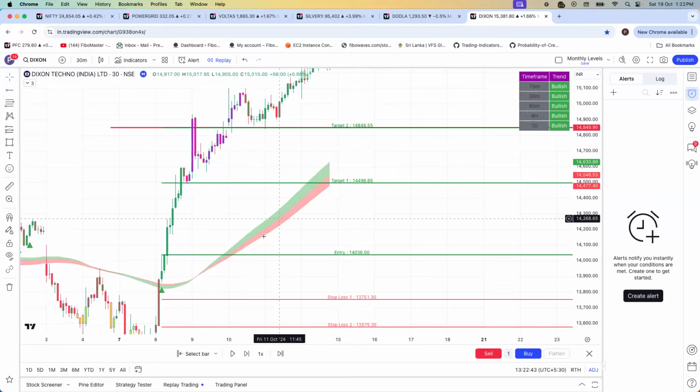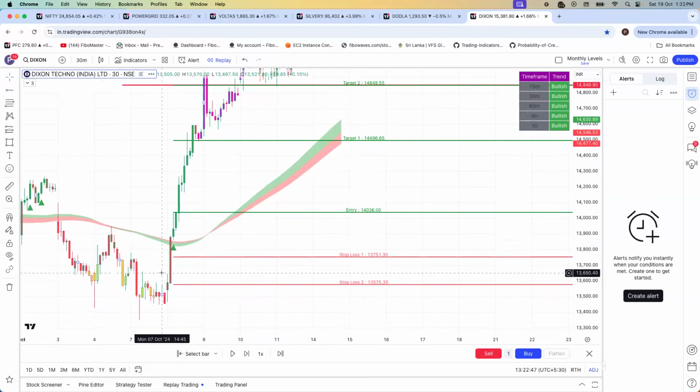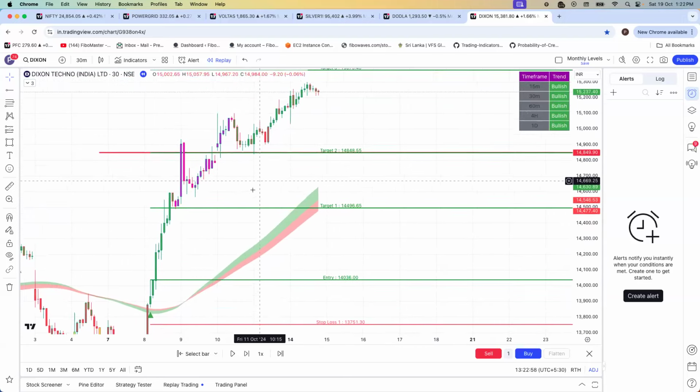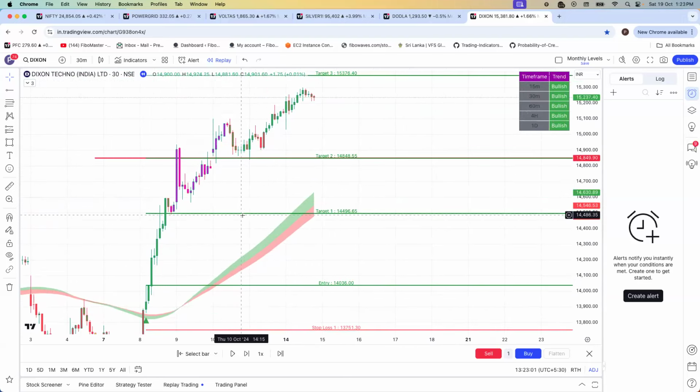All you need to do is concentrate on the cloud. Concentrate on the entry point. Concentrate on the lower point. Here, the lowest is formed. The green is formed. It is crossing above. My target too is there. Crossing, my target is done. Then the cloud is turning to green. Then I'm going one at a time. Don't take everything at the same time. One at a time, it gives you a good result. If you take everything at the same time, it is like I put everything on my plate and I want to eat everything. No, you cannot do that.